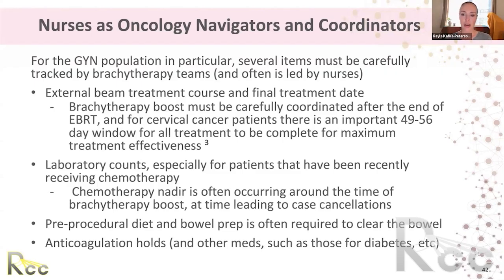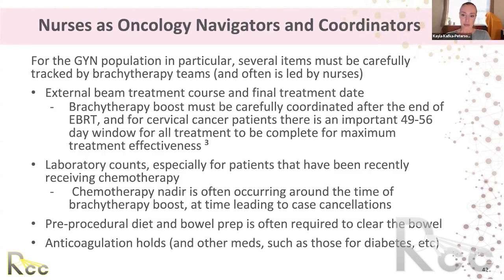because it's so critical. For cervix patients, the current literature, historically, has been 56 days for all treatment to be given, including external beam. But new literature came out in the EMBRACE 2 trial that it's actually 49 days that has even better outcomes. So we shoot to have all external beam plus brachytherapy done within 7 weeks. And it's tight, but it improves the treatment effectiveness.